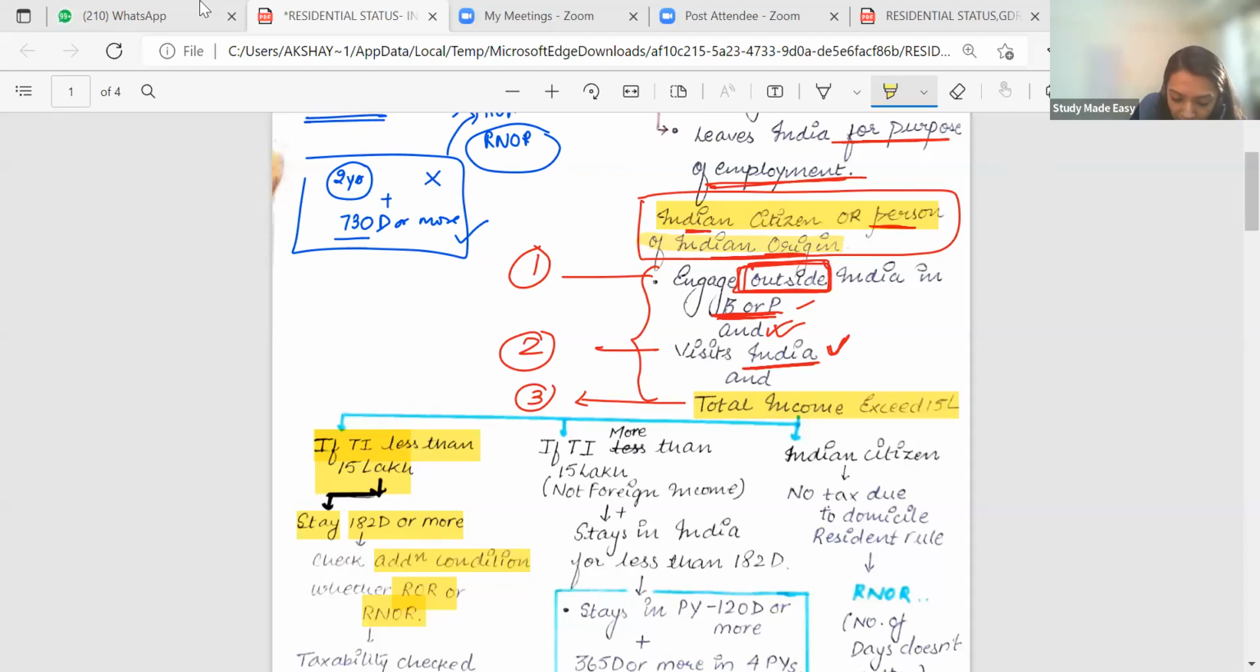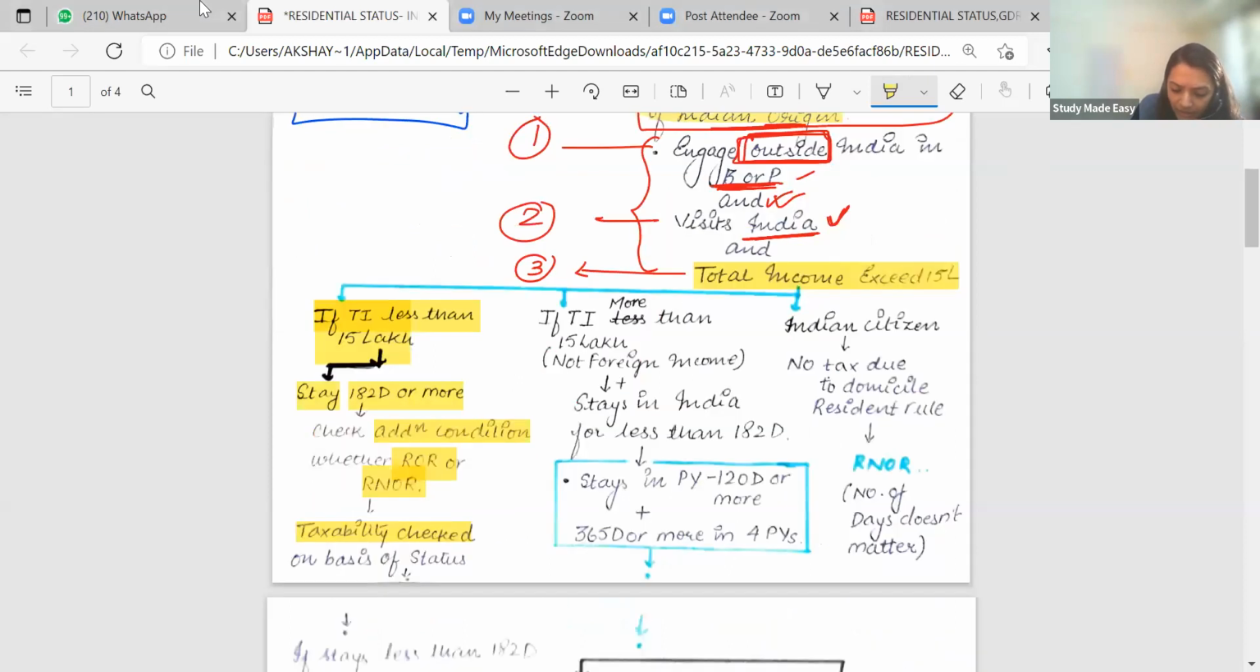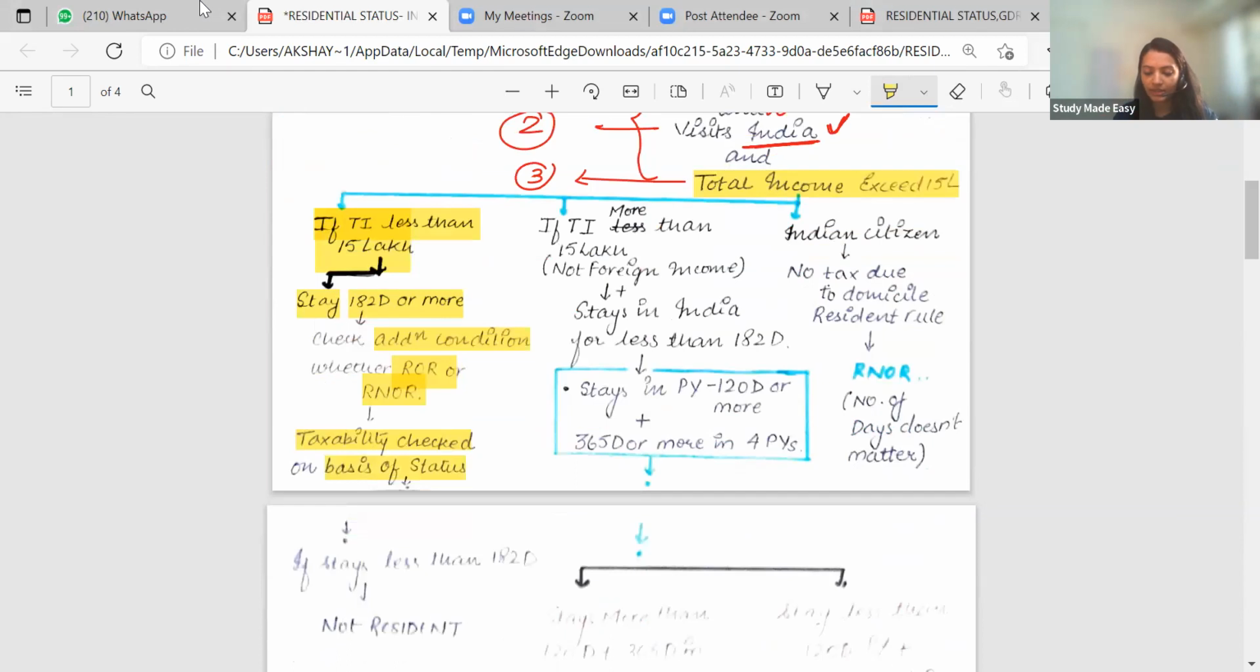Now, you have to check the additional condition, and on the basis of whether he becomes ordinary or not ordinary, you will apply the taxes. That is, you will consider whether it is covered in the scope of income or not.